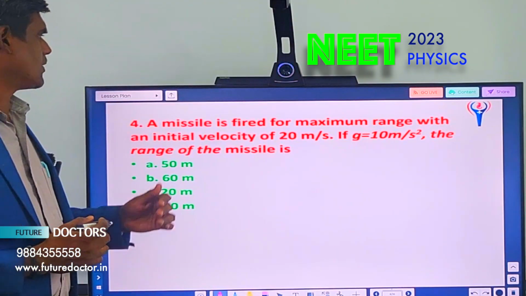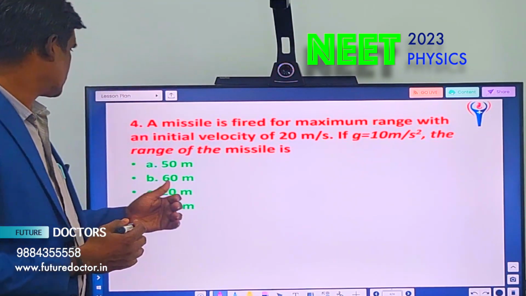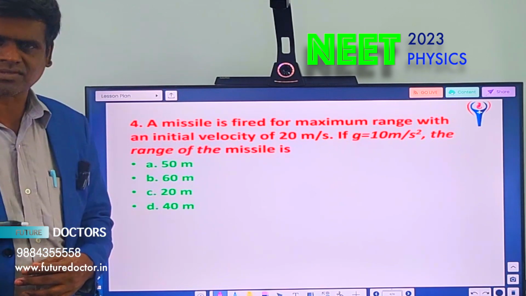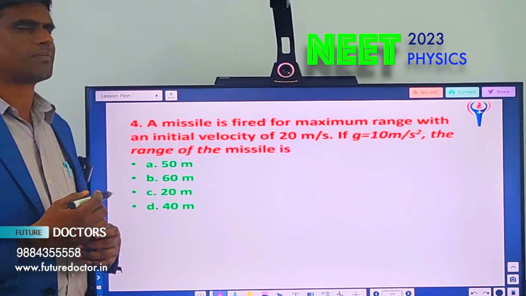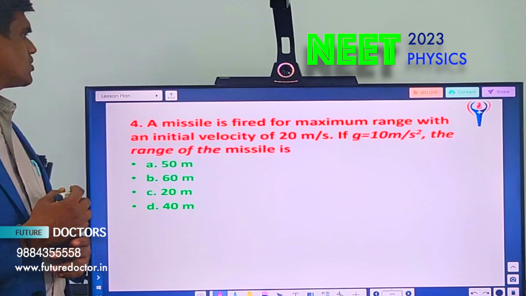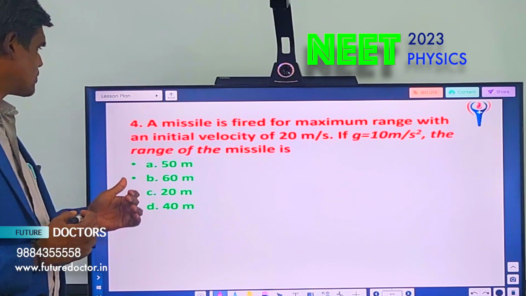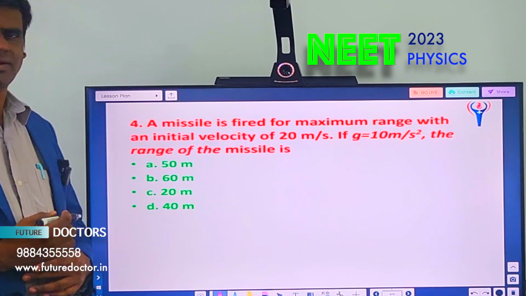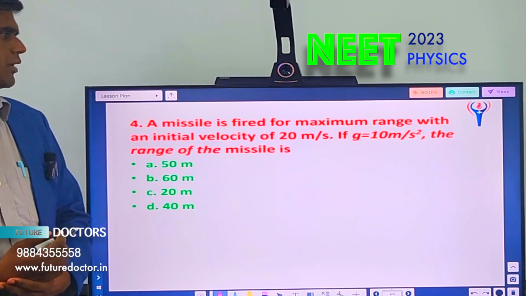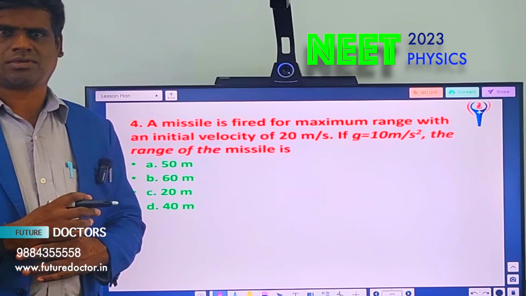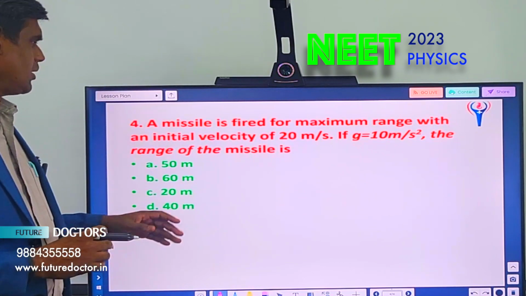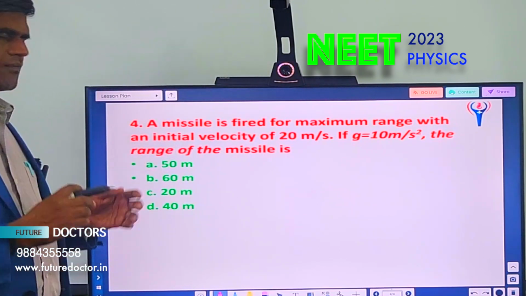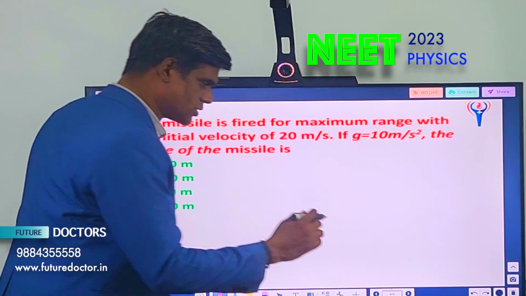A missile is fired for maximum range with an initial velocity of 20 meter per second. If g equal to 10 meter per second square is given, then the range of the missile is dash. A option 50 meter, B option 60 meter, C option 20 meter, D option 40 meter. Here you should know the formula for range and maximum range also. Then only you can apply the formula and simplify this solution. Let's move to question number 5.